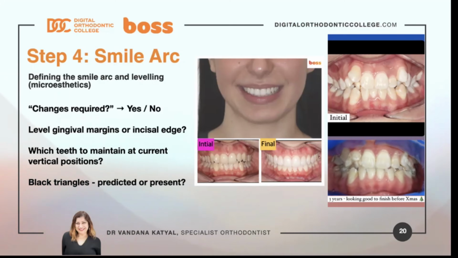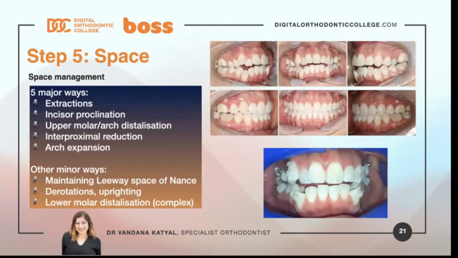Smile arc is my step 4. Once I've decided my transverse, vertical and sagittal dimensions, I'm going to start looking at the smile arc now. So here I'm starting to define my microaesthetics, my leveling. So I'm thinking, okay, do we need a change? Do we need to level the incisal edges or gingival margin? Which teeth are we going to maintain? For example, a 1-1 could be in a perfect position, so I want to maintain the 1-1, but match the 2-1 to the 1-1. Are black triangles predicted or present? These are the considerations that I will start taking.